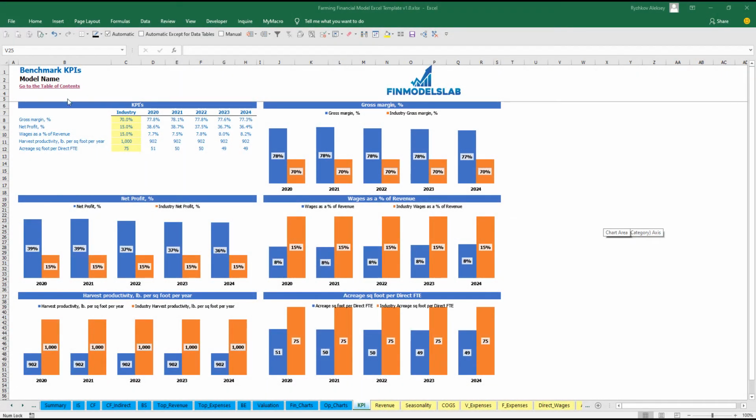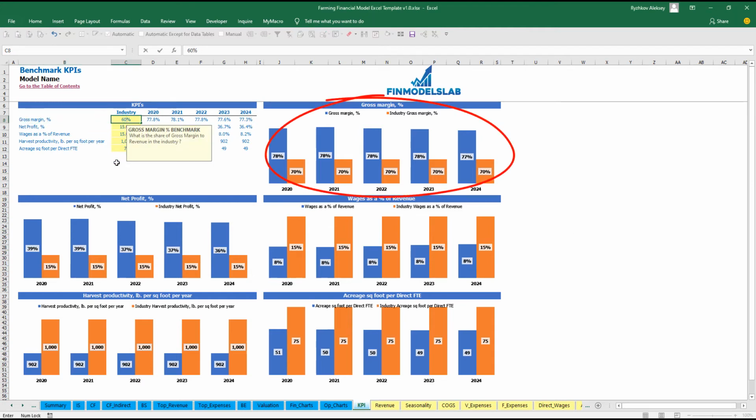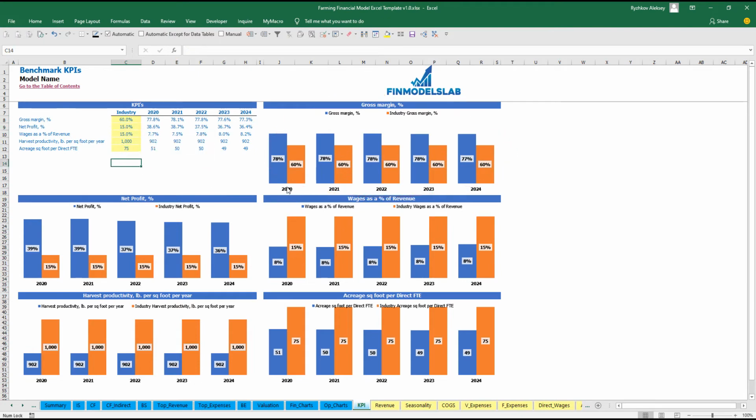On the benchmark KPIs tab, you may compare up to 5 benchmark KPIs with your industry standards. For example, gross margin, the industry standard is 60% for your country or your business. And you may see on this chart gross margin industry KPI is changed, which is orange here. You have also net profit, wages as a percentage of revenue, harvest productivity, pounds per square foot per year, and the acreage square foot per direct FTE.